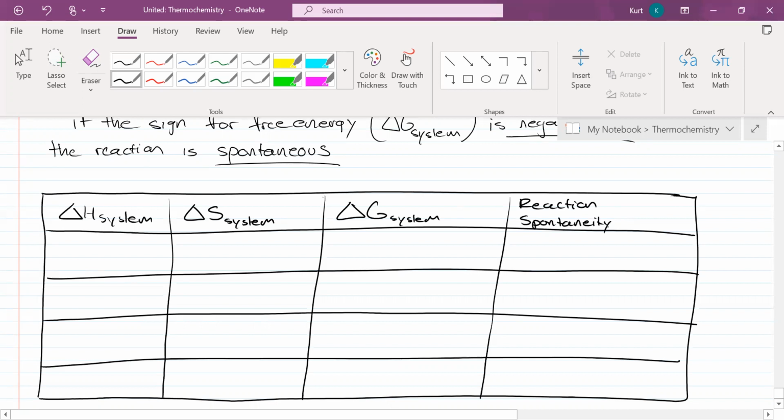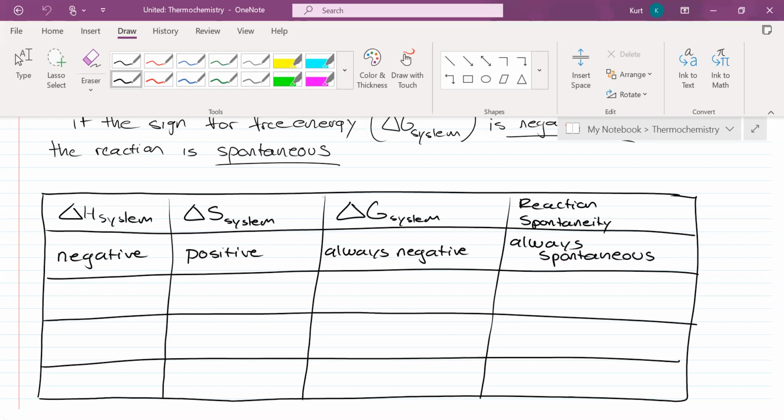All right. If your change in enthalpy is a negative value, your change in entropy will be a positive value because all that heat is going towards the environment. This means that delta G will always be negative, and this reaction will always be spontaneous. Yeah, because if you're losing heat, where's that heat being lost towards? Right, and that's making it more disordered.